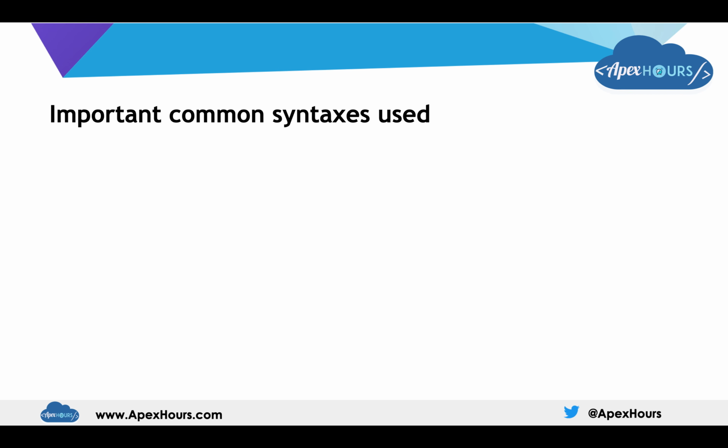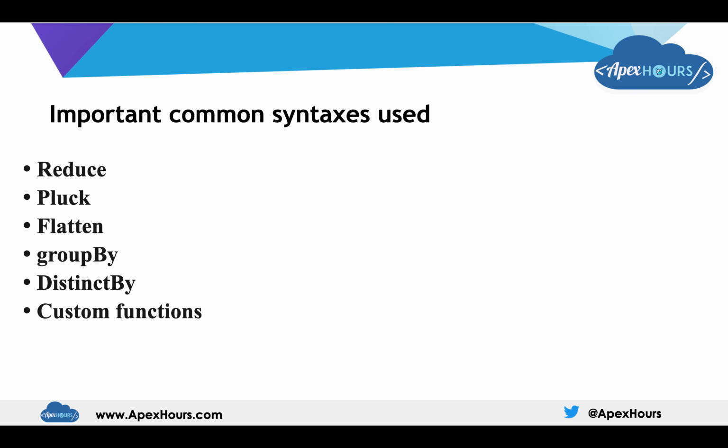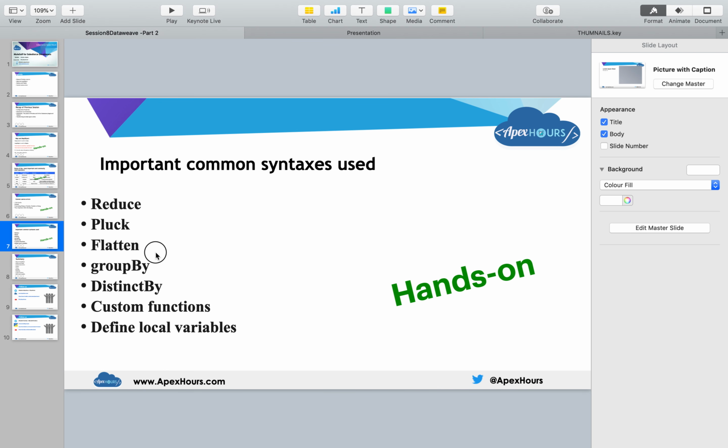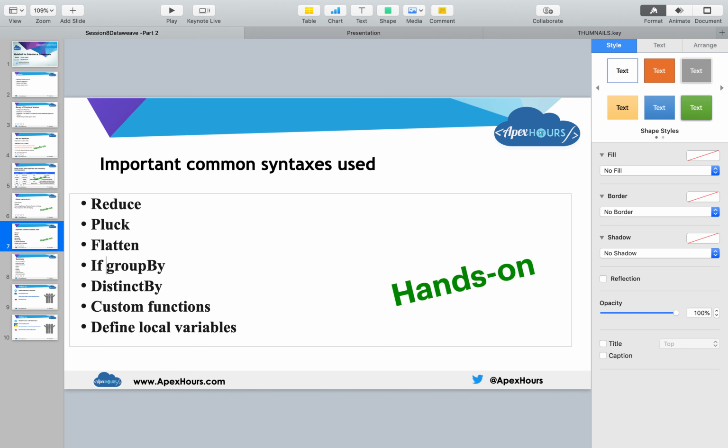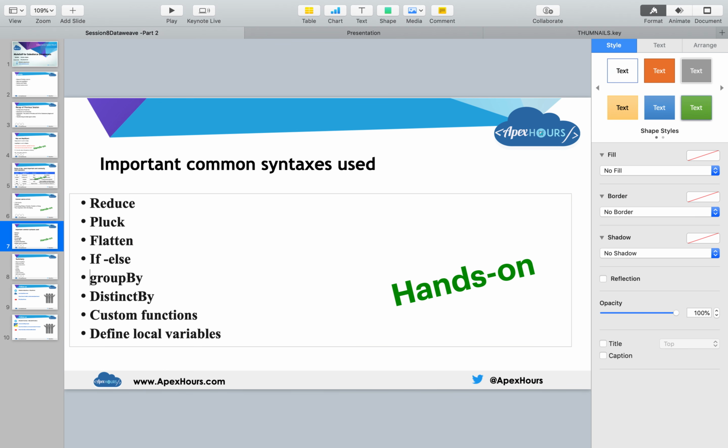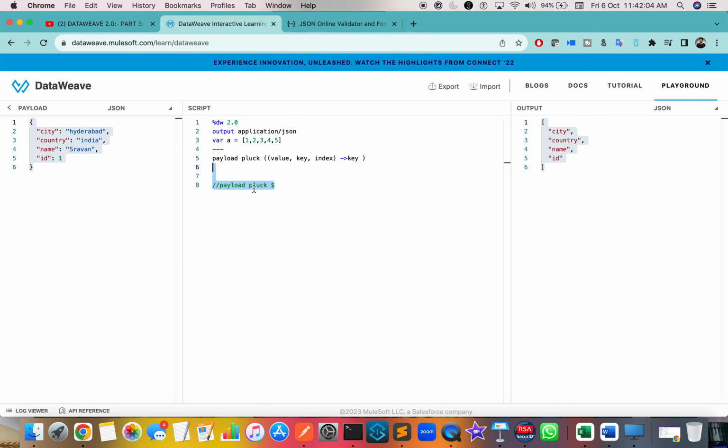Alright, and common syntaxes that we use are reduce, pluck, flatten. We discussed this. Group by, distinct by, custom functions, and defining local variables. I have discussed defining local variables, which I have shown. Let me discuss group by, distinct by, custom functions also, if else. Okay, so these syntaxes we can see.